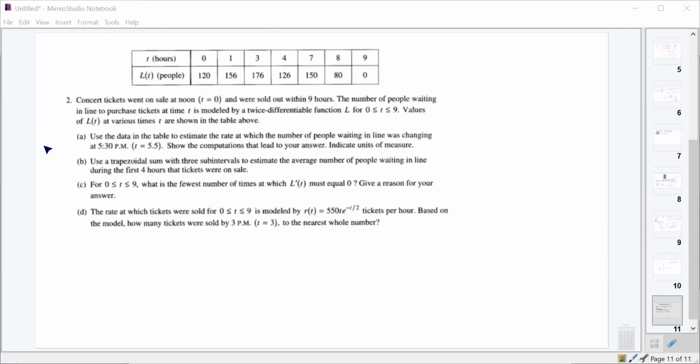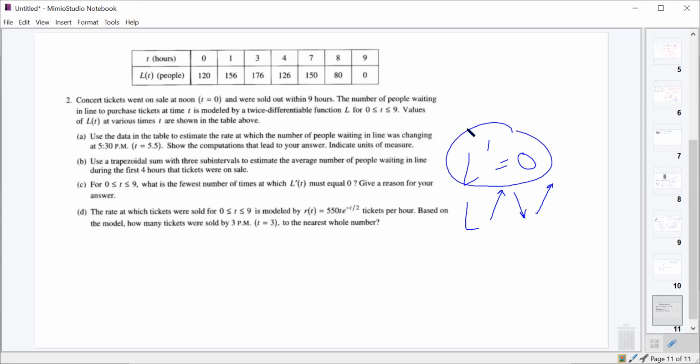So we've got a concert, and we're given a chart. The function L of t is the number of people, not a rate, but a number of people waiting in the line. For 0 to 9, it asks, what is the fewest number of times at which L prime must equal 0? Well, L prime would equal 0 if L goes from increasing to decreasing or from decreasing to increasing. We know that this is a differentiable function, so every time it changes direction, L prime had to be 0.